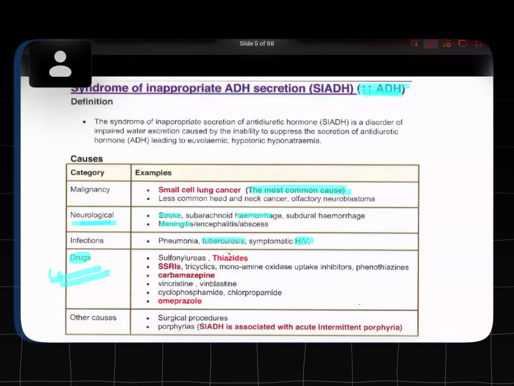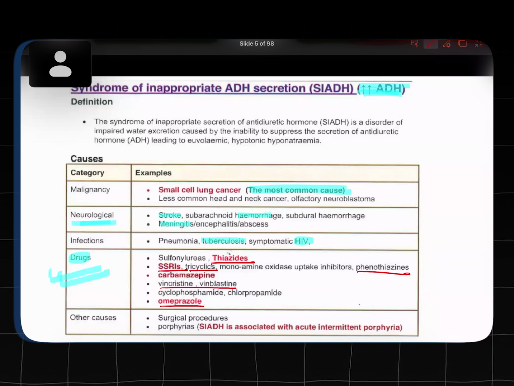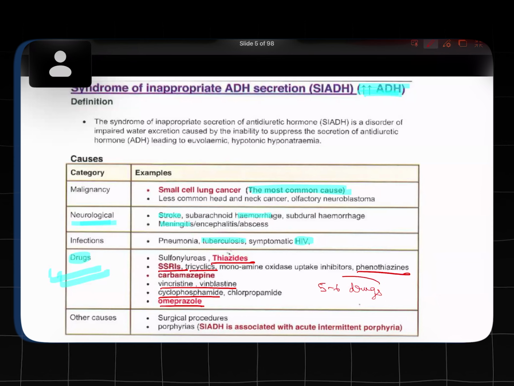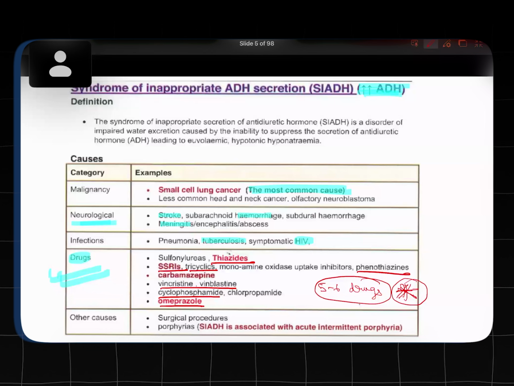Almost all the drugs mentioned here already come: thiazides, SSRIs, phenothiazines, tricyclic antidepressants, vincristine, vinblastine, omeprazole, and also cyclophosphamide. So 5 to 6 drugs have already appeared, drugs causing SIAD. So these you have to remember. In the previous slide I told you that you may forget that carbamazepine is a cause for production of this ADH. But here you have to remember these drugs because they have already come in the exam and it will come. SIAD and drugs.